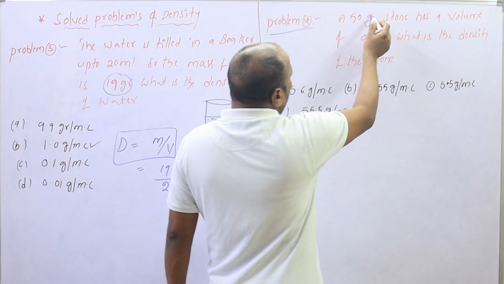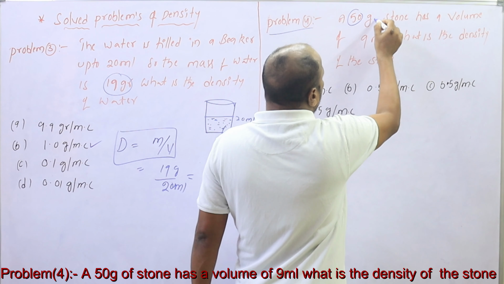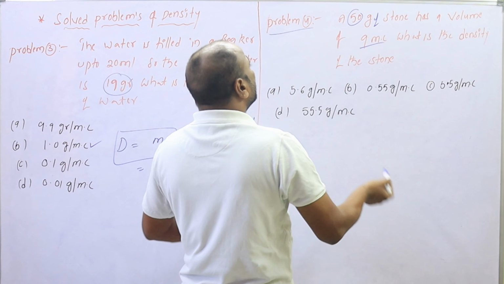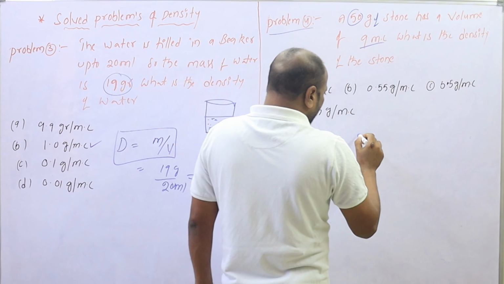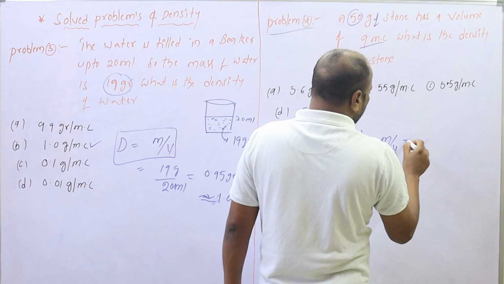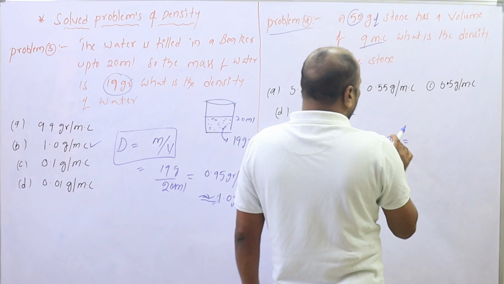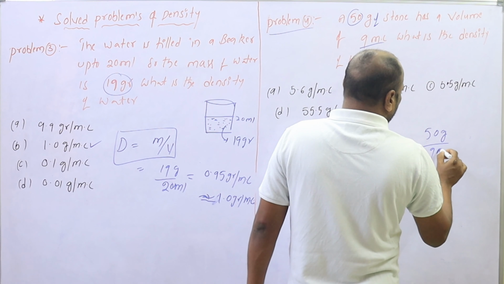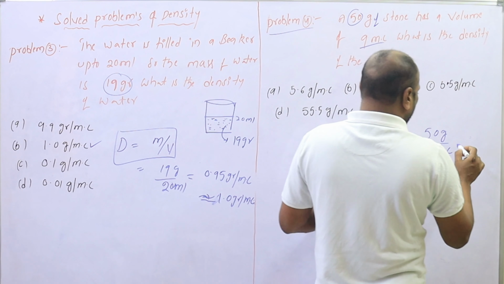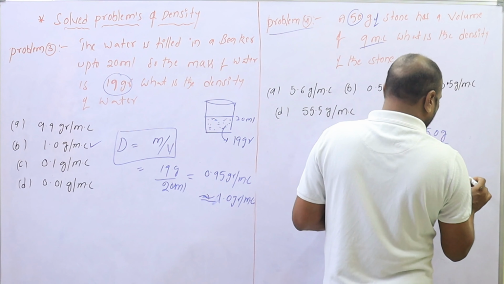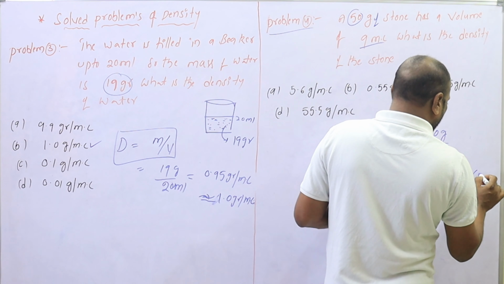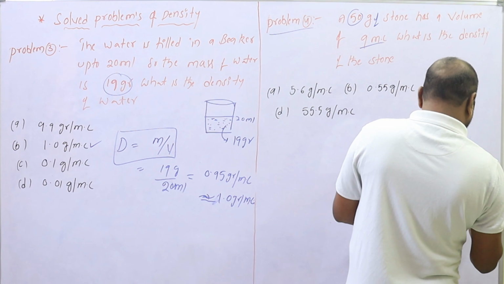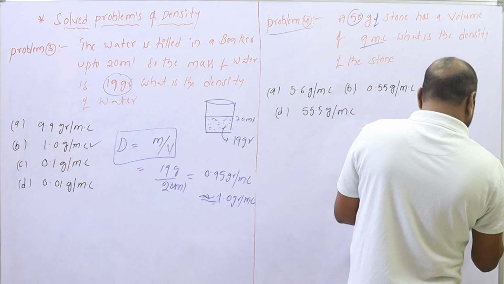A 50 gram stone has a volume of 9 ml. What is the density of the stone? In this, density is mass by volume, it's very simple. The mass is 50 grams and the volume is 9 milliliters. So the calculation gives 5.5.